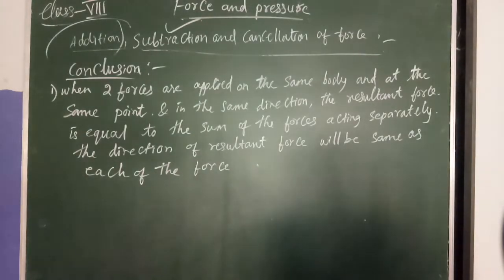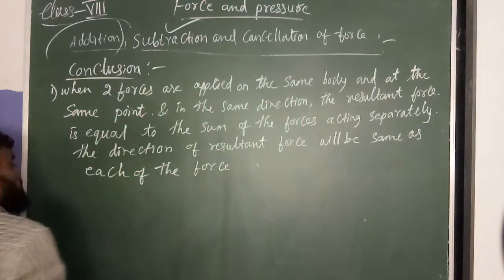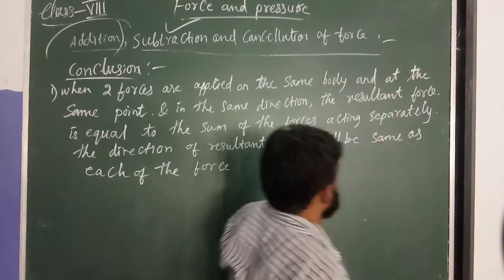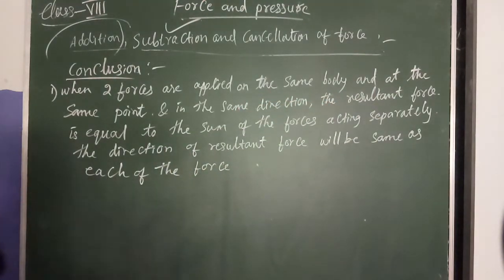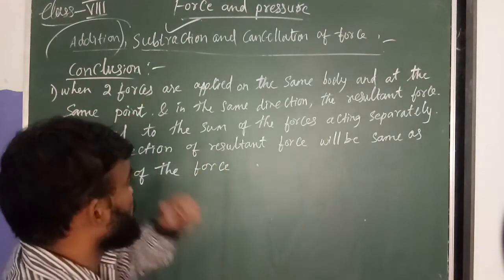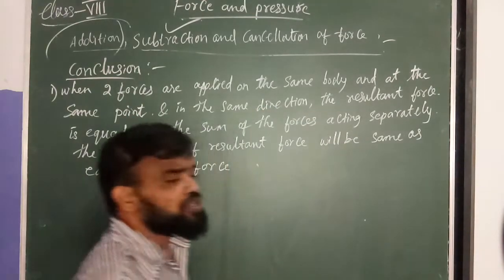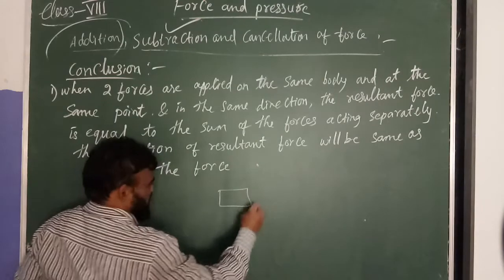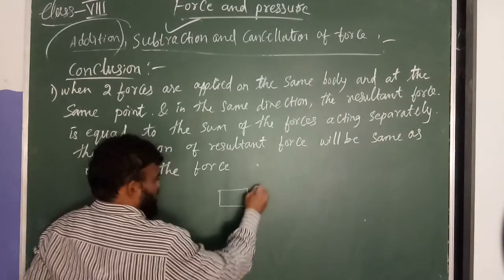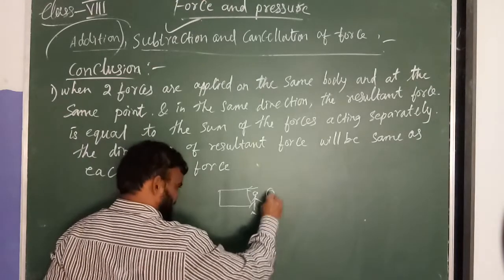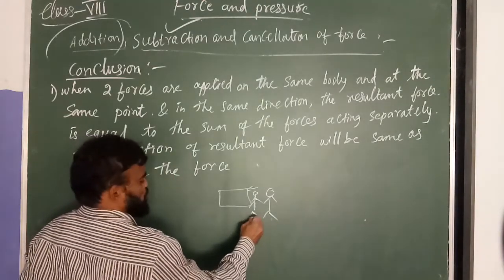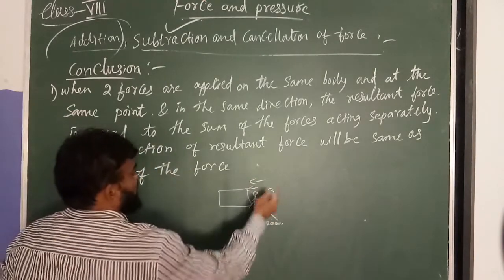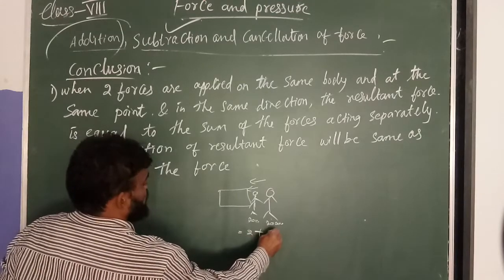Now I am going to explain the conclusion of the three things. First one: when two forces are applied on the same body or object, at the same point, and in the same direction, what resultant force will we get? It is equal to the sum. This person is standing applying force in the same direction, and another person is standing in the same direction. This is 200 Newton or 100 Newton. They both are applying in the same direction, so we have to add. We have to do the sum.